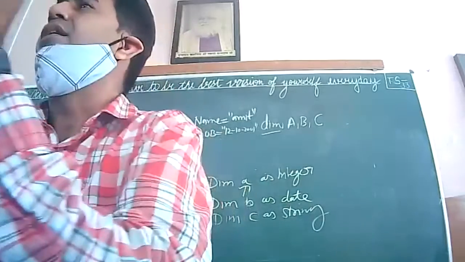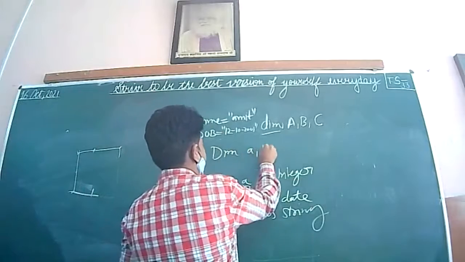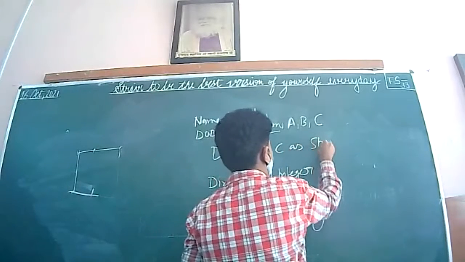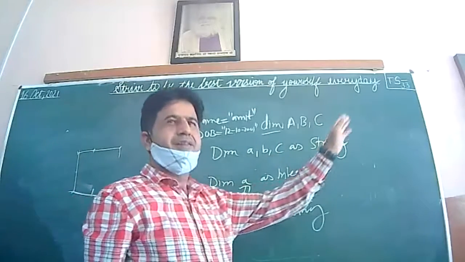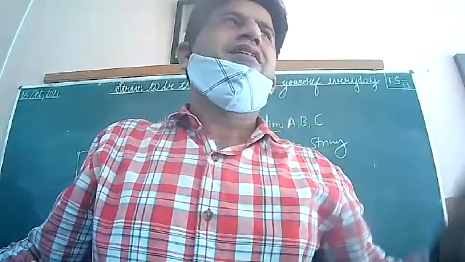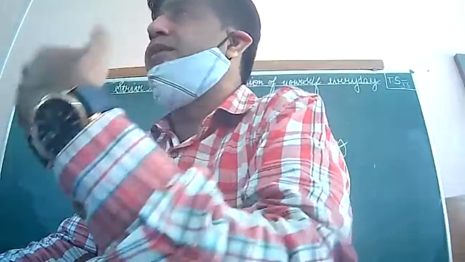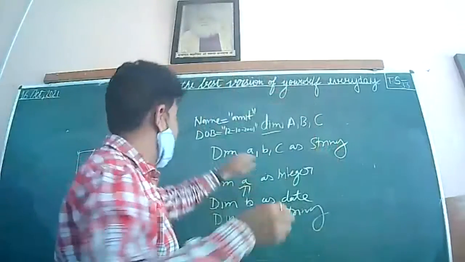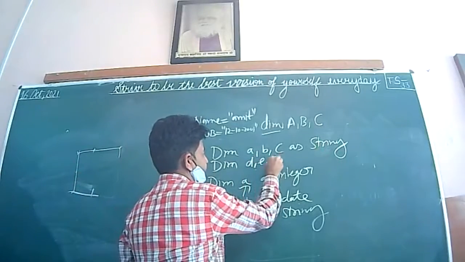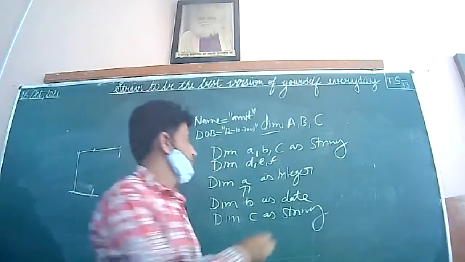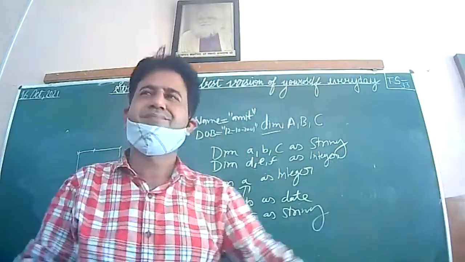And remember one thing, if there are multiple variables, now three variables, and the data types are string: A is string, B is also string, and C too. And if there are some variables of string and some variables of integer, then declare them separately. Let me also discuss that. Clear?